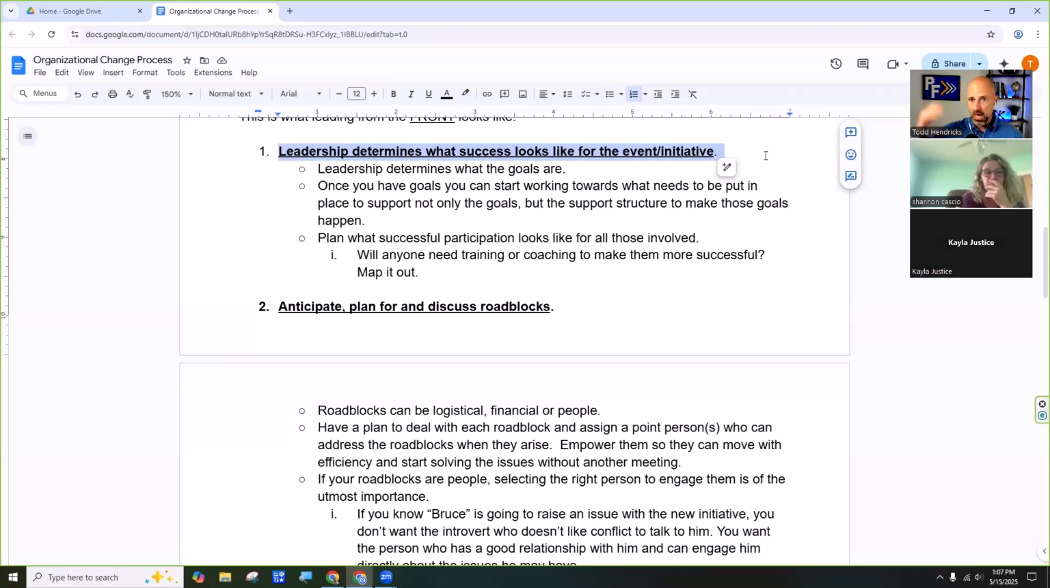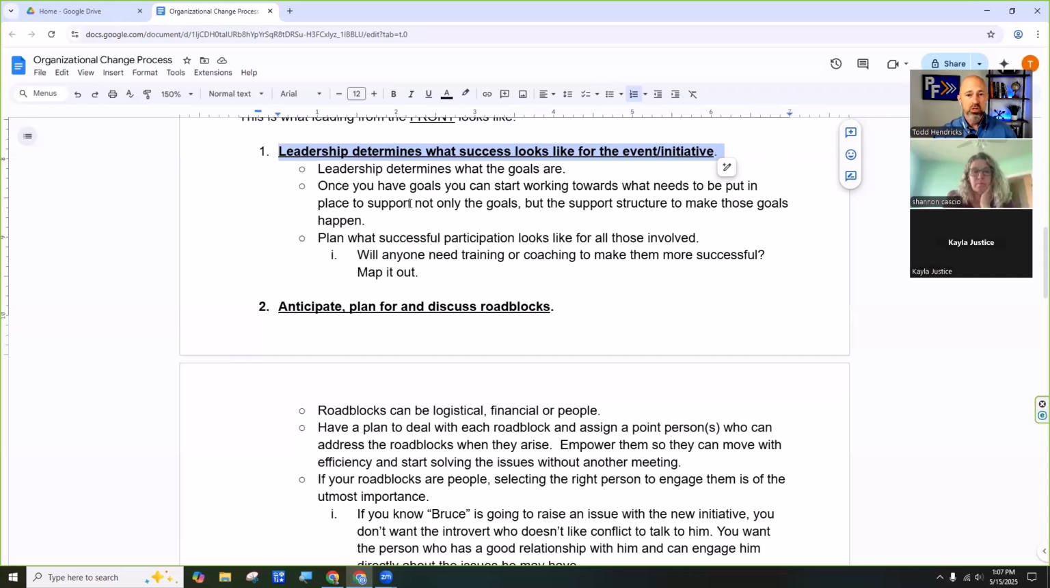So if you're going to hold a block party, this is the process. If you're going to implement a new procedure at your business, this is the procedure. This is what you do. All right. So leadership determines what success looks like for this event or initiative. Leadership also determines what the goals are.